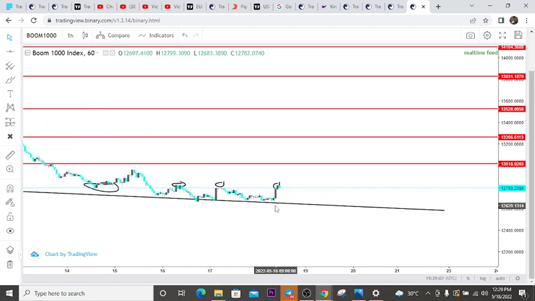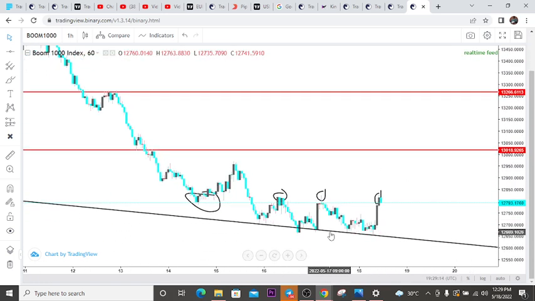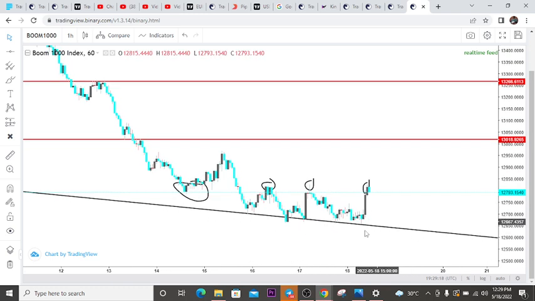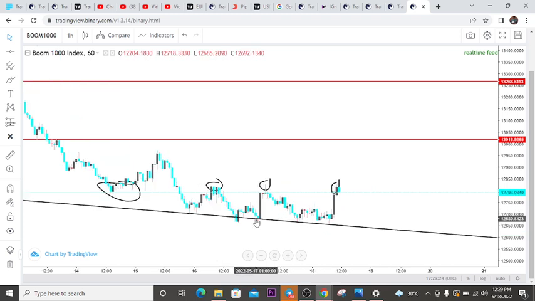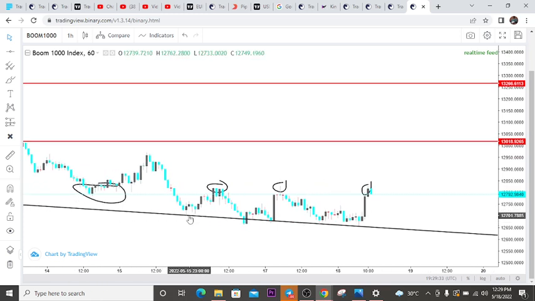Okay, now in this zone you can see we start having some kind of buying or long signals right here. The first one we have here is the engulfing, but before then we had a hammer right there. That is a pin bar candlestick pattern right here.